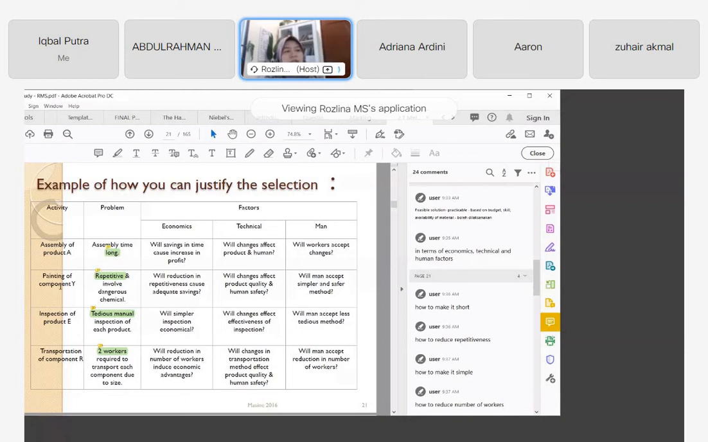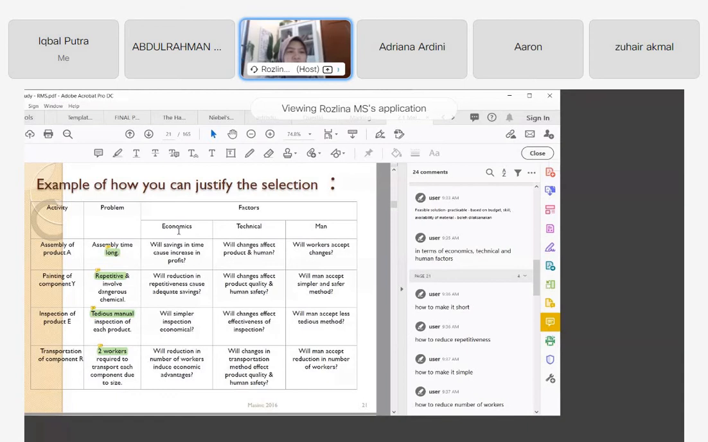Okay, the painting of component Y, it is repetitive. So how do you want to reduce the repetitiveness? Okay, for the inspection of product E, it is tedious manual work. So how to make it simple? Manual inspection is tedious, troublesome, right? Okay, and then transportation of component R. There are 2 workers required to transport each component. So maybe you can ask yourself how to reduce the number of workers. So in terms of economics, technical and man, you have to tackle which one.